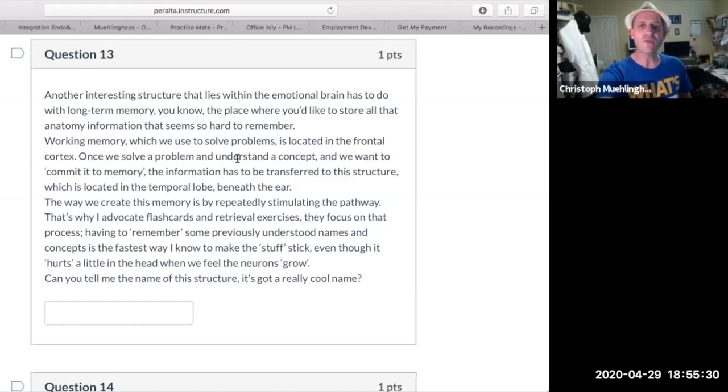The way we create this memory is by repeating, stimulating pathways. That is why I advocate flashcards and retrieval exercises, because having to remember previously understood names or concepts is the fastest way that they stick in the brain, even though it hurts a little bit when we feel the neurons grow. Can you tell me the name of that structure, the cool name?